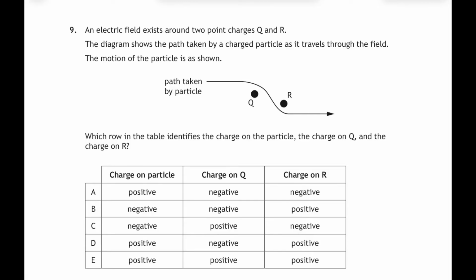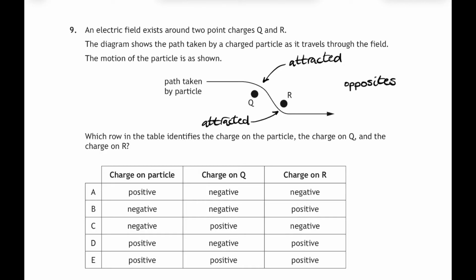I've seen this diagram before. I think it's been in a couple of past papers before this. Anyway, which row in the table identifies the charge on the particle, the charge on Q and the charge on R? Well, the thing to notice here is that the particle is moving across the page from left to right, and as it passes particle Q, it's attracted down towards it, and then as it passes particle R, it's also attracted around particle R and then moves on its merry way.